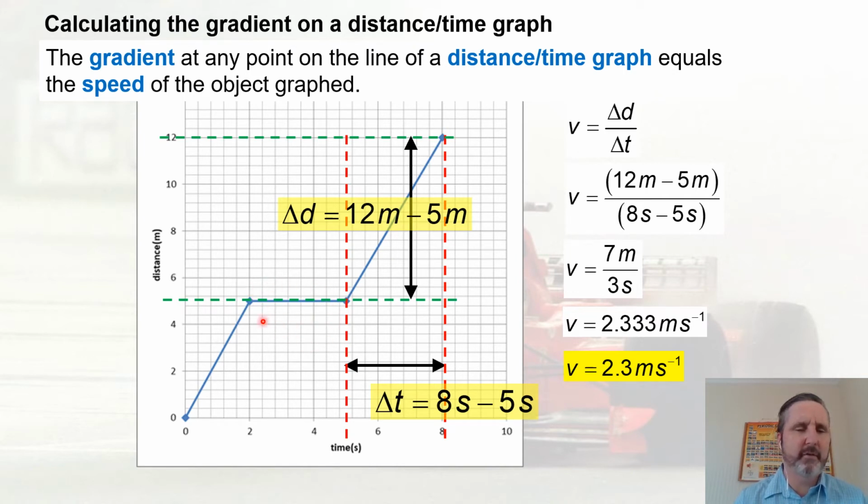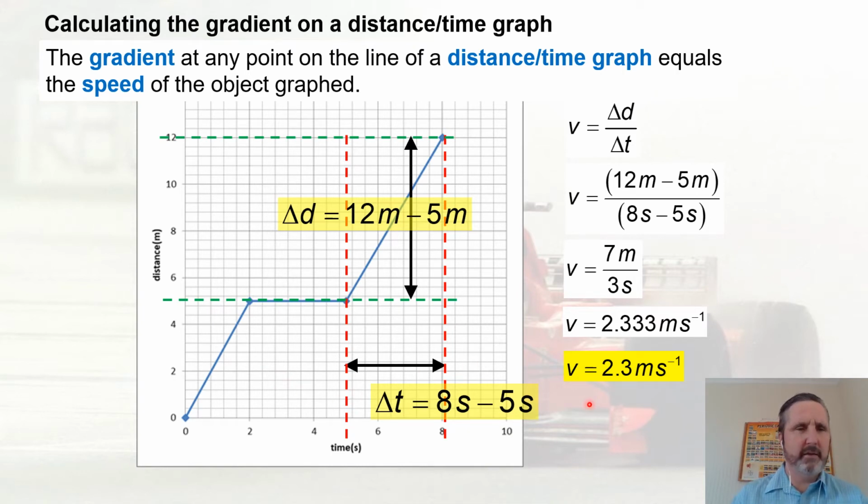If we did it for the horizontal one here, we would get a change in distance of 0, and we would divide it by a change in time of 3, and that would give us an answer of 0 because it's a constant speed. If we did it for the first one, we would have a change in distance of 5 divided by a change in time of 2, and we would get an answer of 2.5, and we would see that actually in the first part of the journey it had a higher speed. It was going at a faster speed.